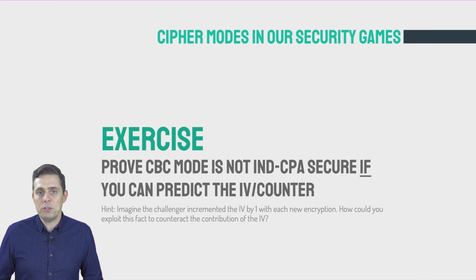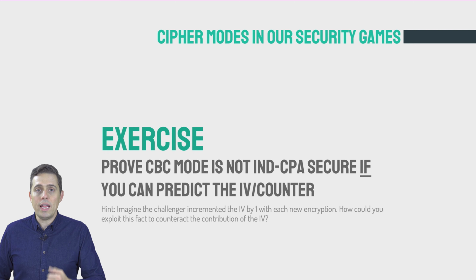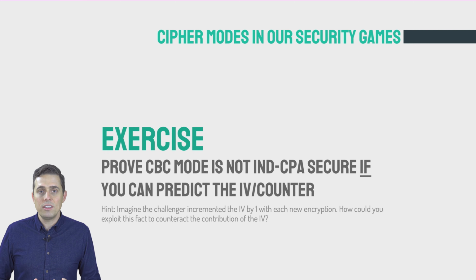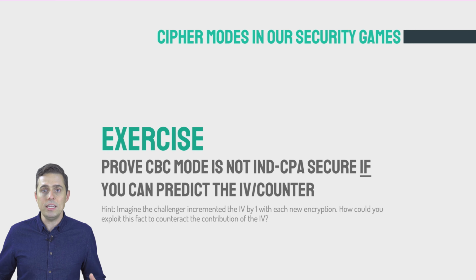So when you make an encryption query, you see the initialization vector as it is right now, and if you know that it's going to be 1 more later, you can exploit this fact to negate the effect of the initialization vector on the ciphertext. Remember, the initialization vector is combined with the plaintext using XOR, which is a symmetric function that can be easily undone.